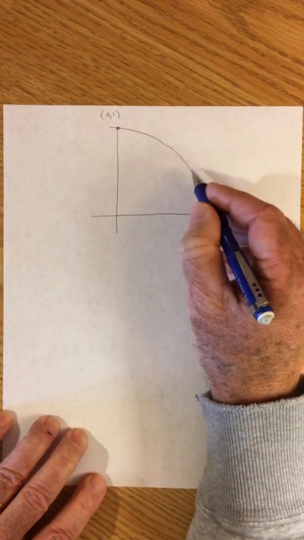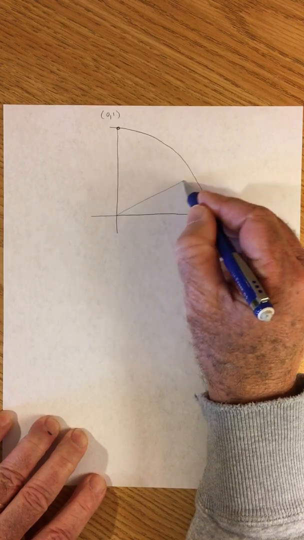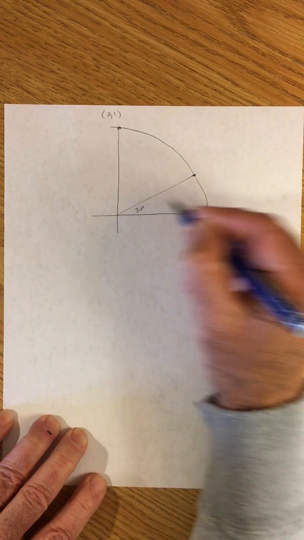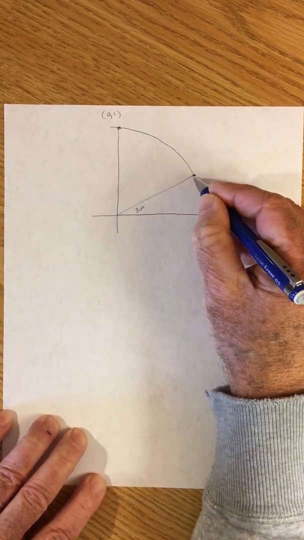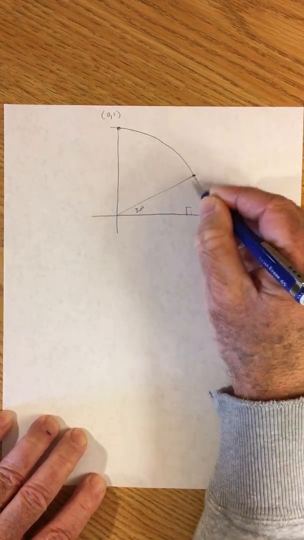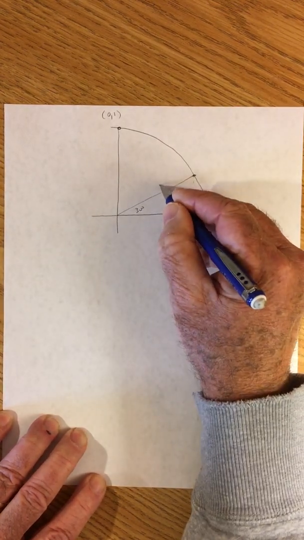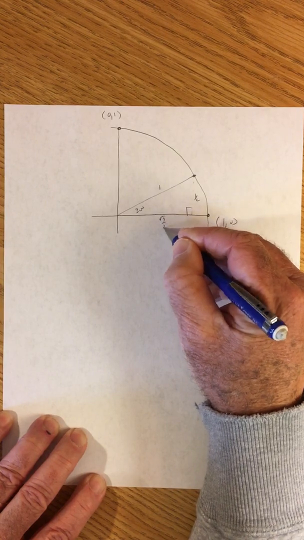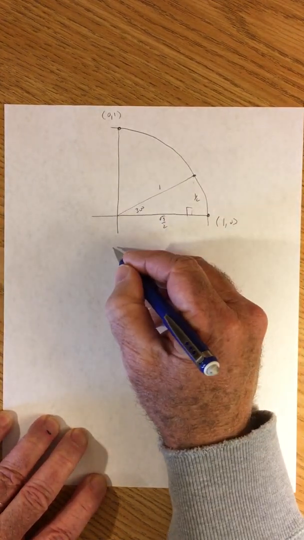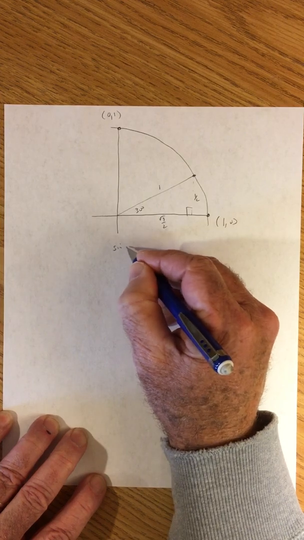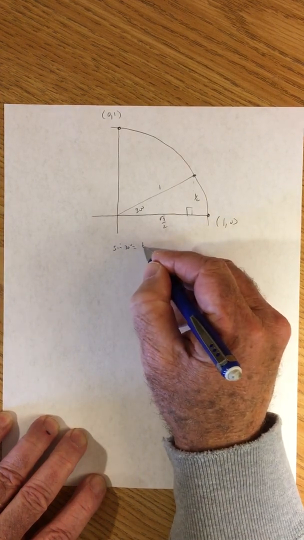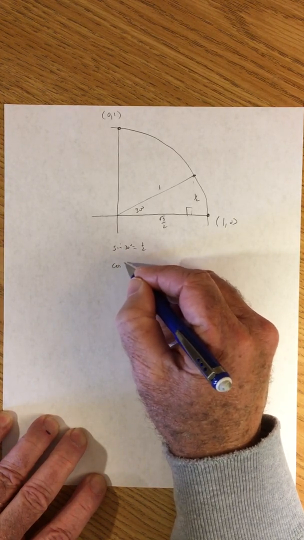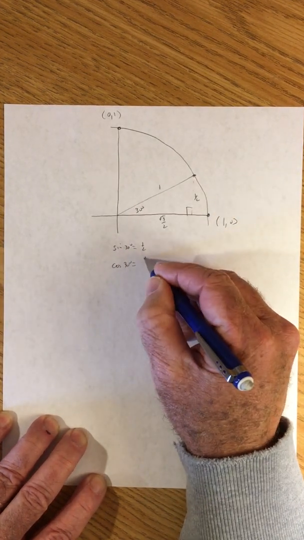All right, I'm going to draw a 30-degree angle right here. Now, constructing this little triangle inside of here. If this is 1, that side is 1/2. This side is square root of 3 over 2. Remember, sine of 30 degrees is 1/2, opposite over hypotenuse. Cosine of 30 degrees is square root of 3 over 2.